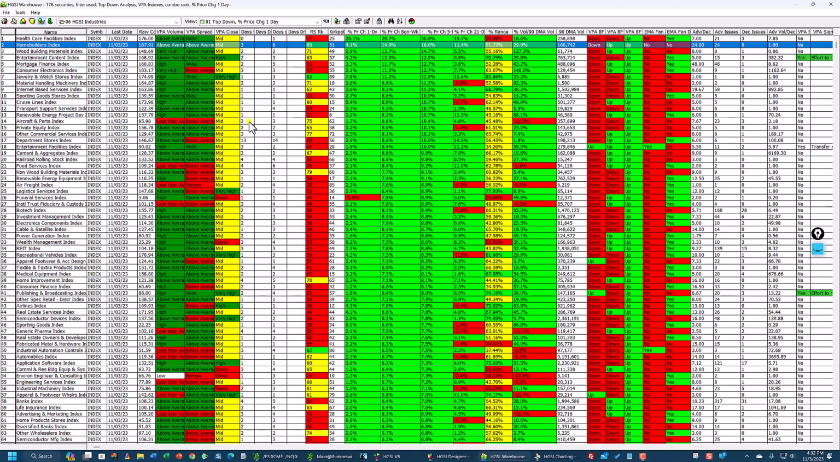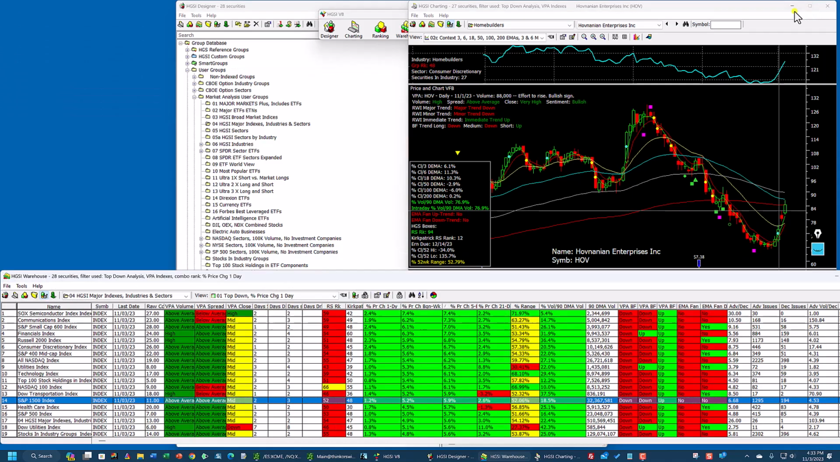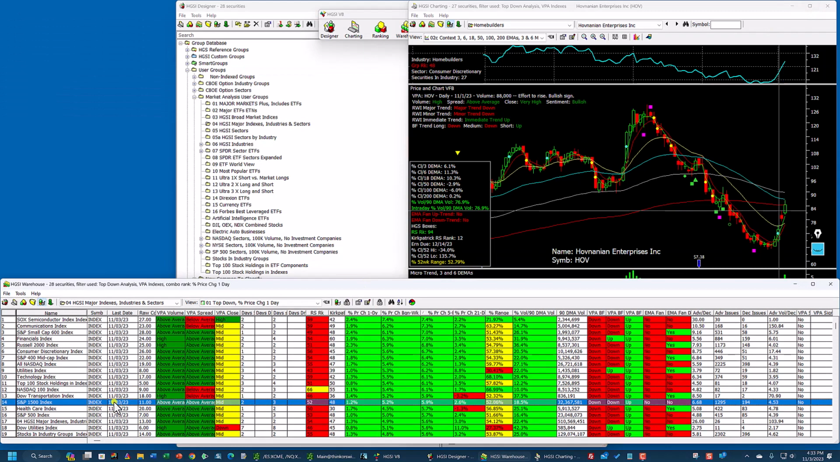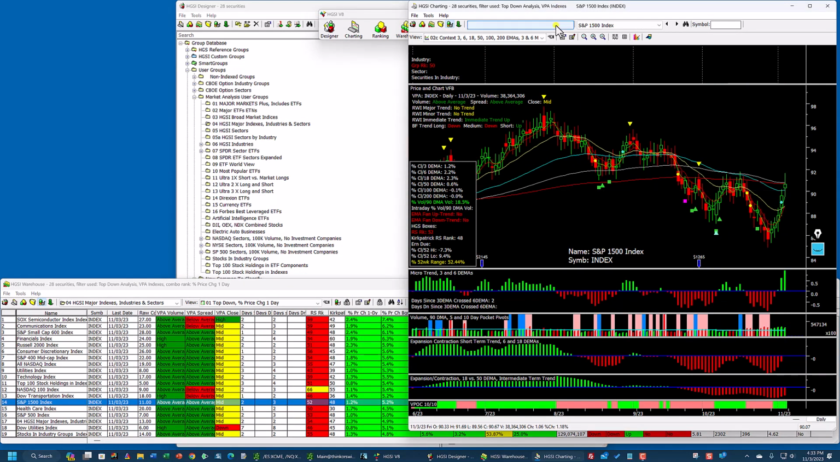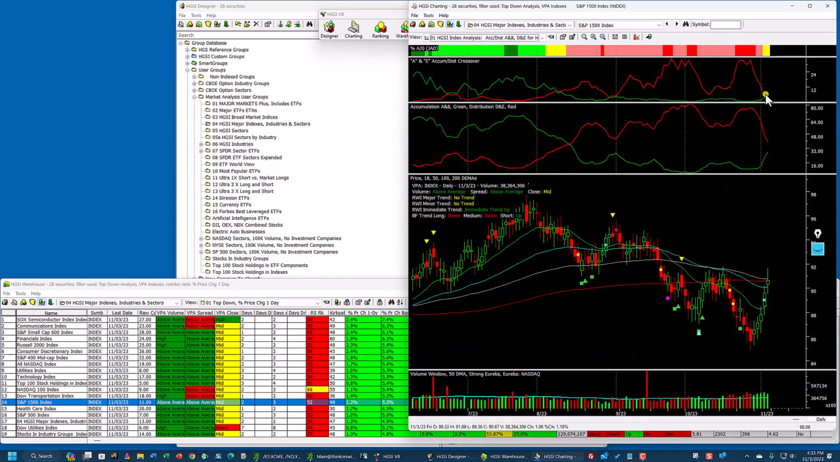Now I'm going to go back up one more time, and I'm just going to quickly run through some of these indexes. Why don't we use the S&P 1500? And I'm going to go to my HGSI index charts, and you can see how the money has flowed into the S&P 1500. This is E distribution. It's come down. The A has crossed it. This is D and E is red, and A and B is green. You can see the money flow.